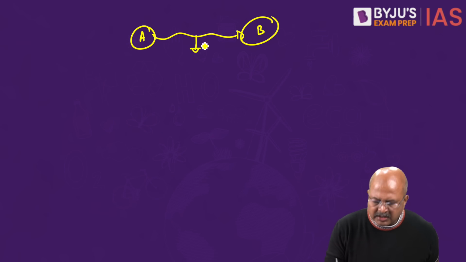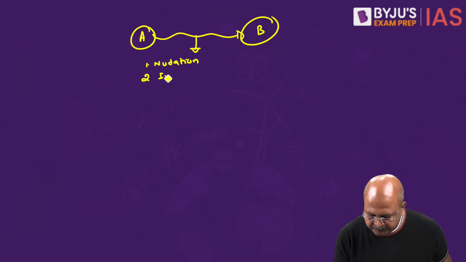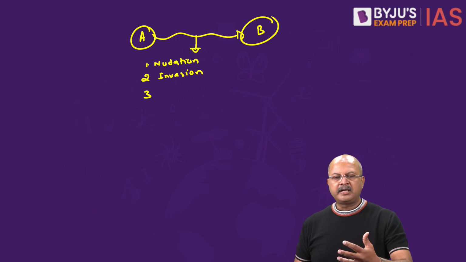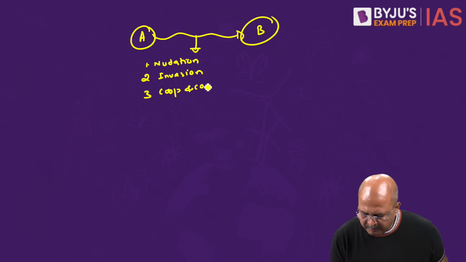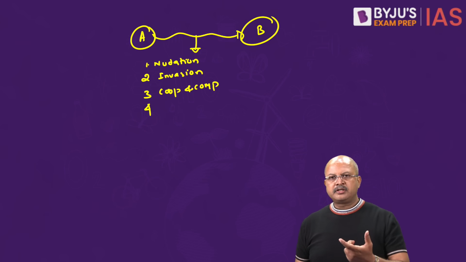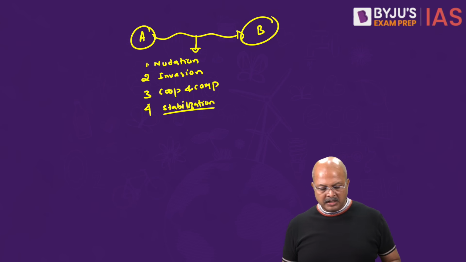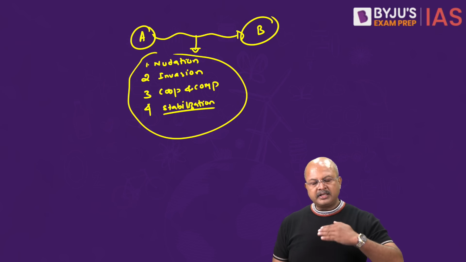And this always consists of a series which includes nudation, followed by invasion. Then the third one is where initially the species cooperate, but later when there is scarcity, they start competing. So cooperation and competition for the resources. And after the competition, they create stabilization. That is the stable community. So this is how the process is seen: nudation, invasion, cooperation and competition, then stabilization.